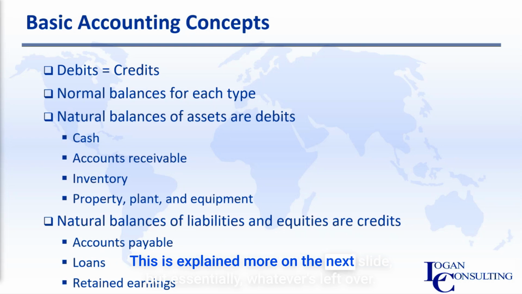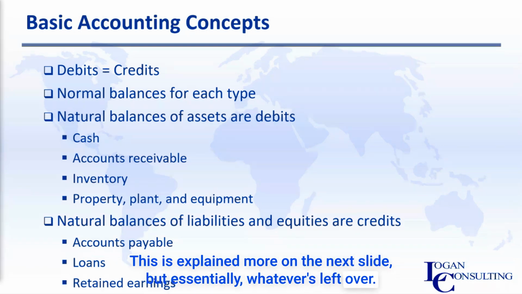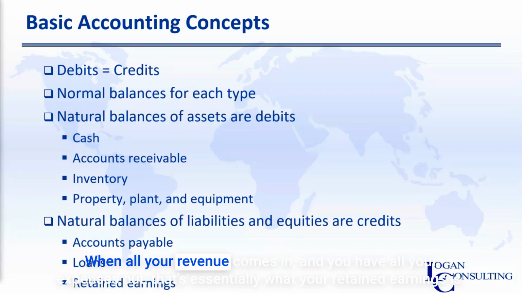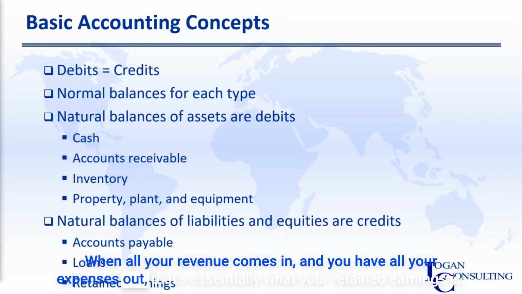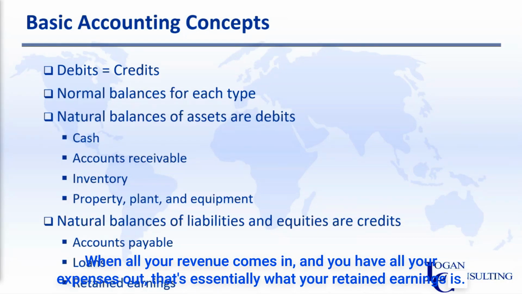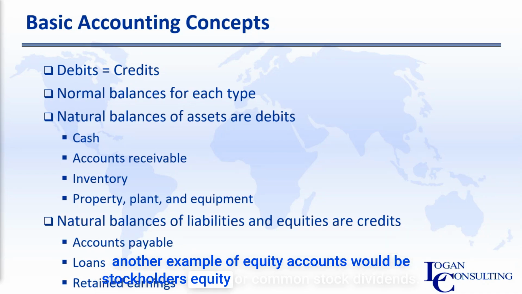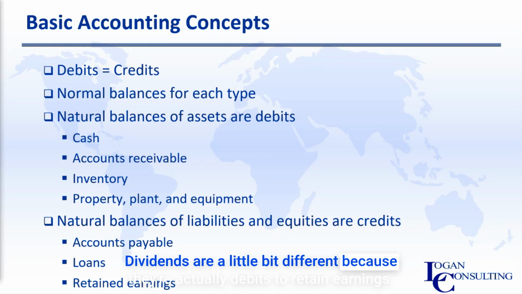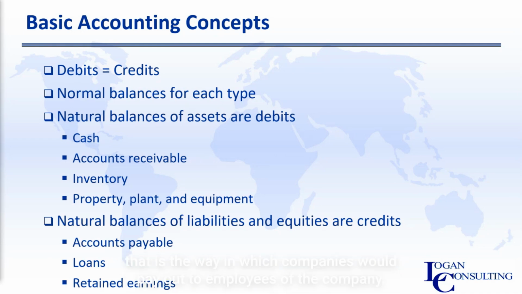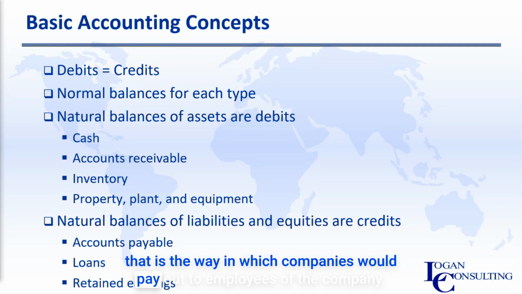This is explained more on the next slide, but essentially whatever's left over when all your revenue comes in and you have all your expenses out, that's your retained earnings. Another example of equity accounts would be stockholders' equity or common stock dividends. Dividends are a little bit different because they're actually debits to retained earnings. That is the way in which companies would pay out to employees of the company.